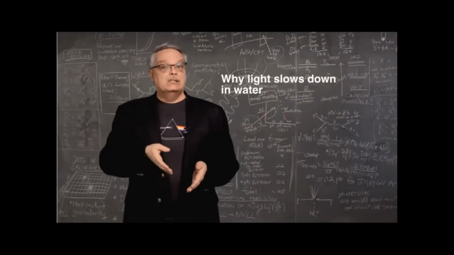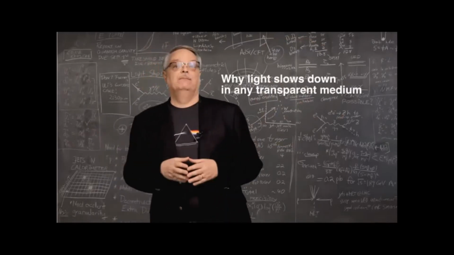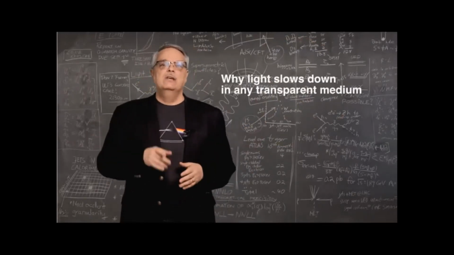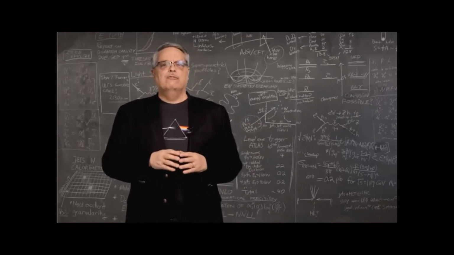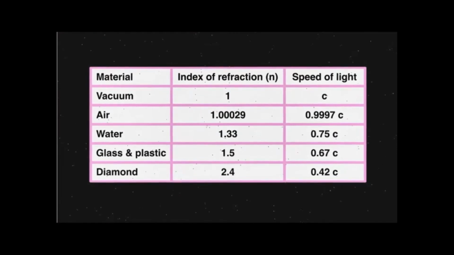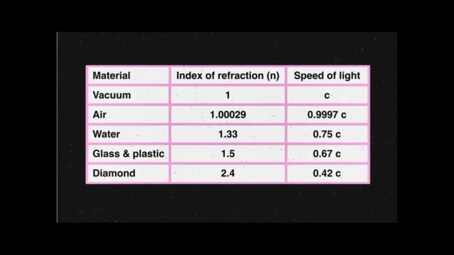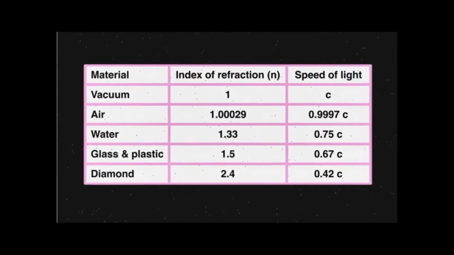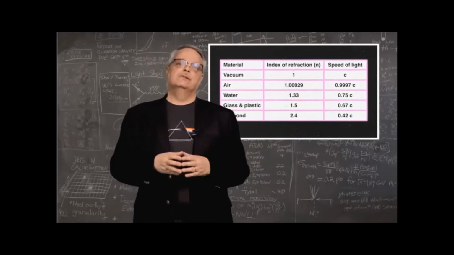I want to tell you why light slows down in any transparent medium, certainly water, but also glass, plastic, and even air. If you ever took a physics class, you learned about the index of refraction of a material. The index of refraction is just a fancy term for how much light slows down in that material. The index of refraction, always written as little n, is a number greater than 1, and the speed of light in a material is just the speed of light in a vacuum divided by the index of refraction. I put a table here to give you a sense of how much light can slow down in common materials.